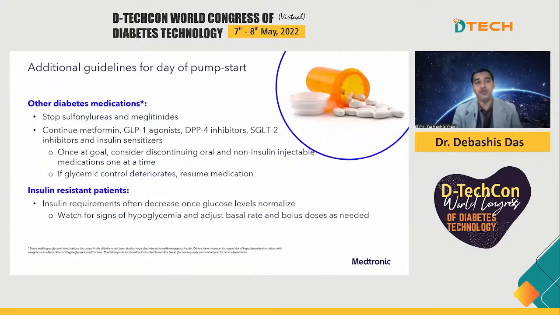And if it is a type 2 patient, then advisable is to stop the insulin secretagogues, sulfonylureas and meglitinides, because you never know how the patient is going to behave. Continue metformin, GLP-1 if it is already going, DPP-4, SGLT-2, other sensitizers. Once at goal, you can consider discontinuing oral or non-insulin injectables. If it deteriorates, you can always resume it. Insulin requirements often decrease once glucose levels normalize, so please be careful about hypoglycemia and adjust accordingly.